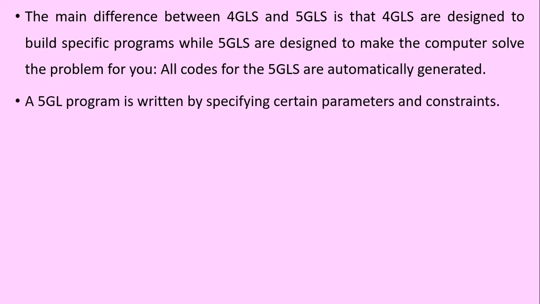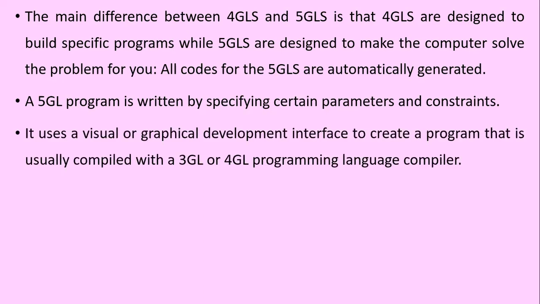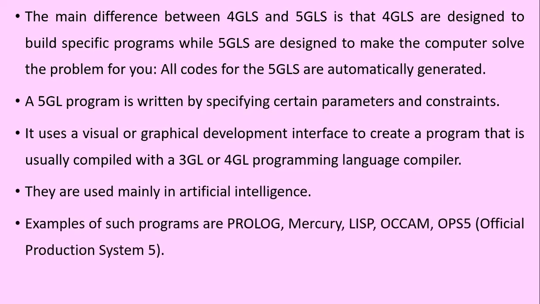A fifth generation language program is written by specifying certain parameters and constraints. It uses a visual or graphical development interface to create a program that is usually compiled with a third generation language or fourth generation programming language compiler. They are used mainly in artificial intelligence. Examples of such programs include Prolog, Mercury, Lisp, Occam, OPS5, or Official Production System 5.